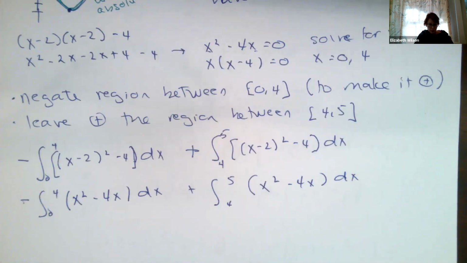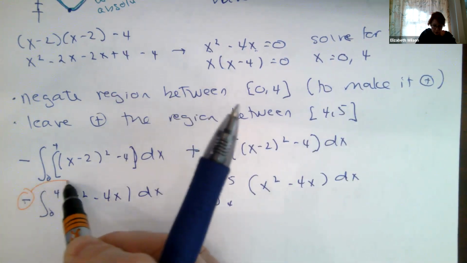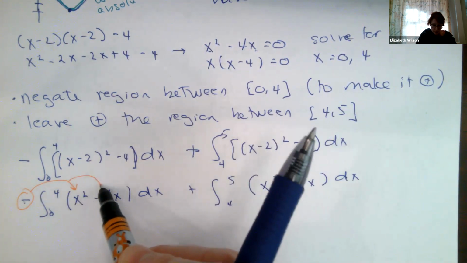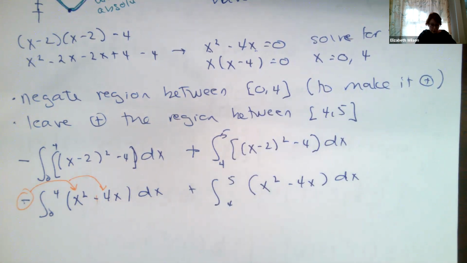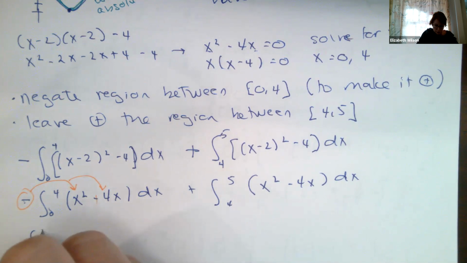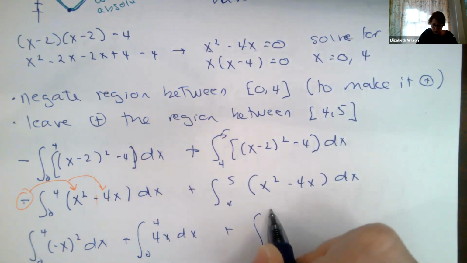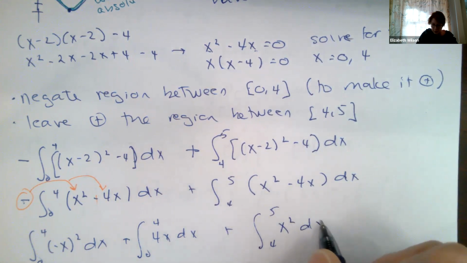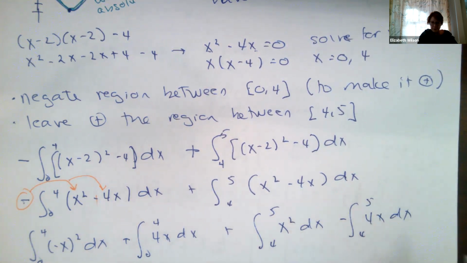Okay. Now what we need to do is distribute the negative, but be careful, because I have to distribute it to this term, which is going to make it negative, and then this term, which is going to make it positive. Right. So let's go ahead and do that. So then I'm going to get 0 to 4 minus x squared dx plus 0 to 4, 4x dx plus 4 to 5. This stays the same, x squared dx minus 4 to 5, 4x dx.